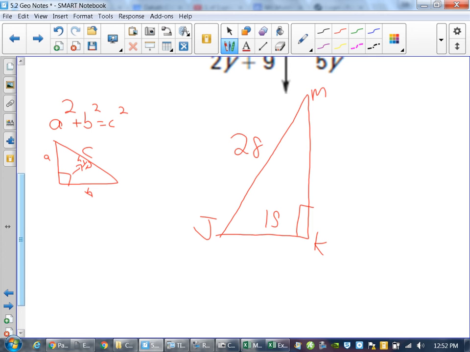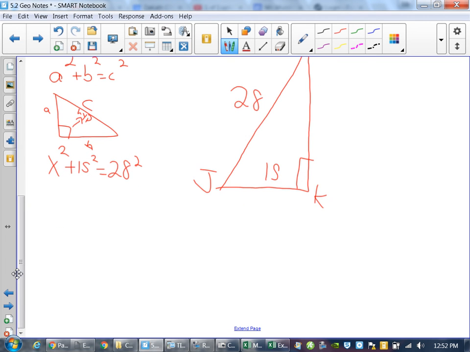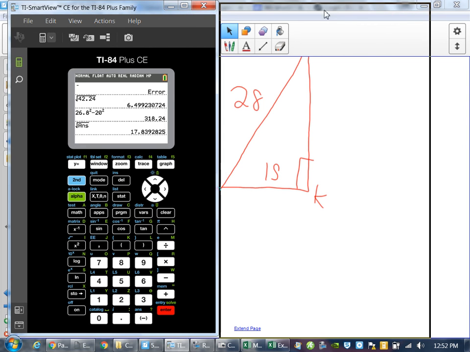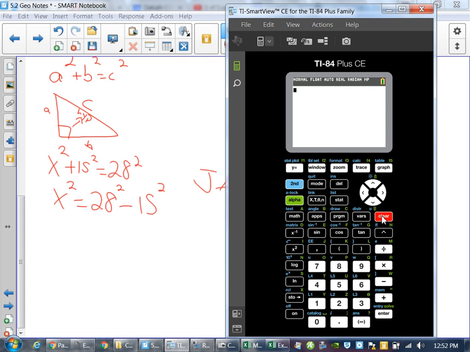So algebraically then, to set this up, you would write out x squared plus 15 squared is 28 squared, which gets back to having to know how to use a calculator. All I usually do is rewrite it like this before I get to it. Now I want to show you guys a trick on how you use your calculators with what we're going to use a lot this year, the answer key.